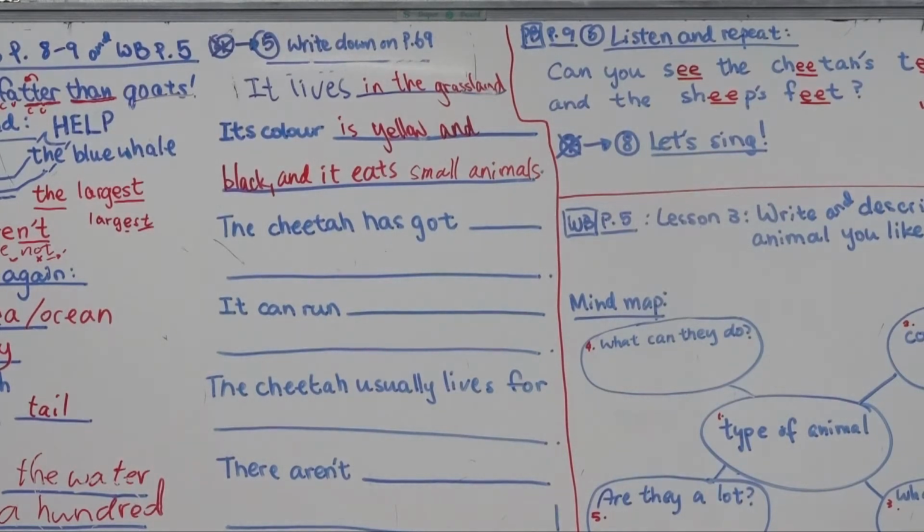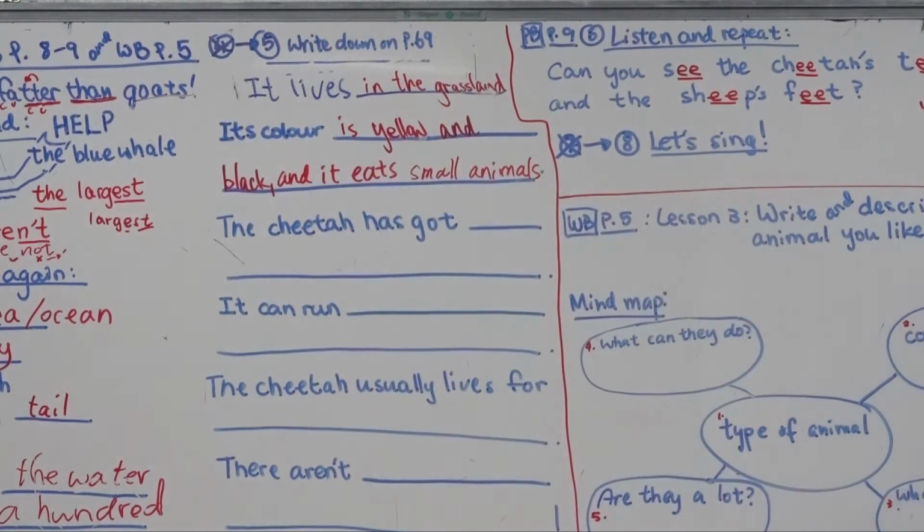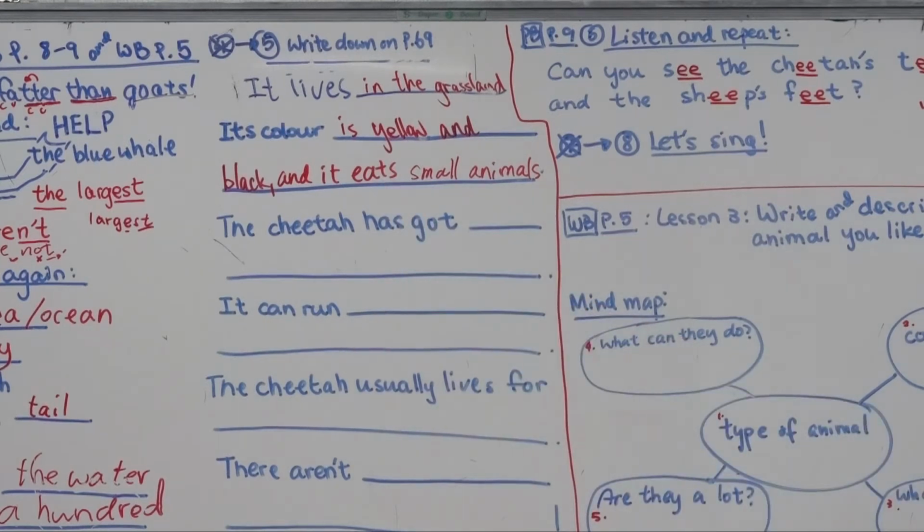Its color is yellow and black, comma, and it eats small animals. It eats. So it means the cheetah. Eats is the action, right? So it should be S. There's an S there. It eats small animals. Don't forget the S with eat, okay? Eats. Alright, write down your answers. It eats small animals.